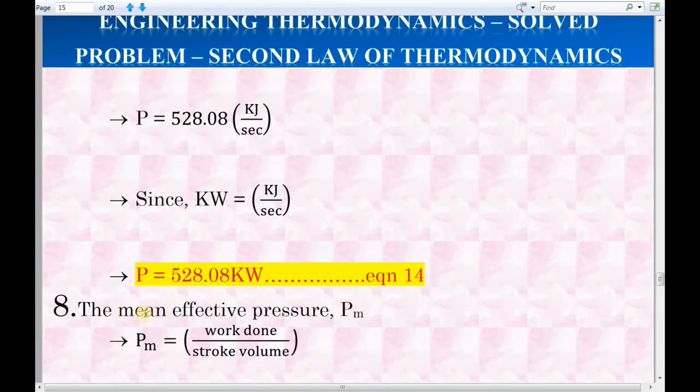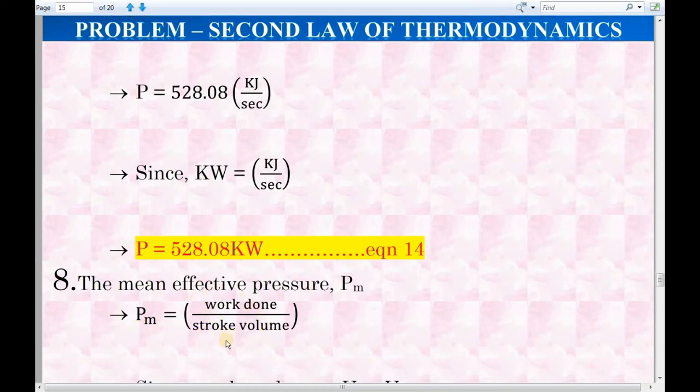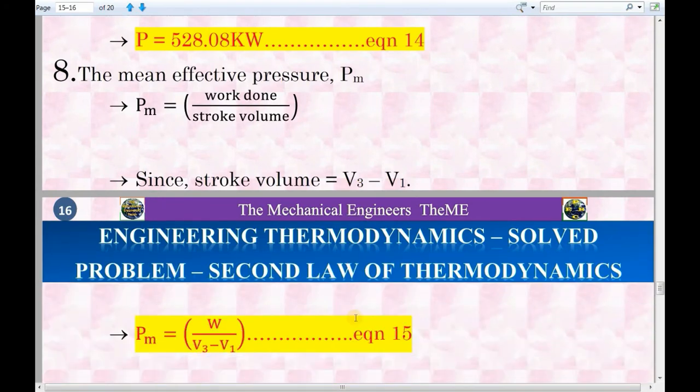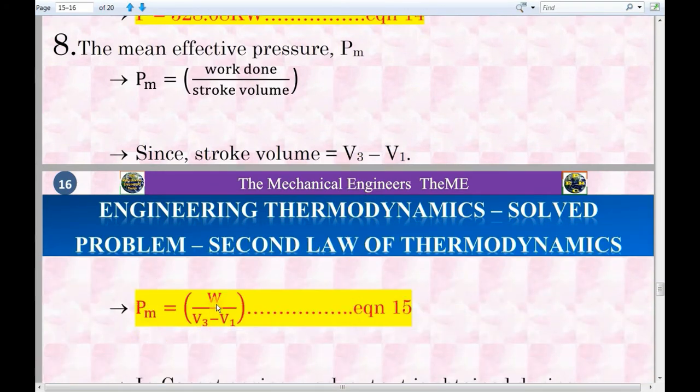Next, we will find the value of mean effective pressure, which is taken as PM. The universal formula for mean effective pressure is PM is equal to work done divided by stroke volume. In a Carnot engine, stroke volume is V3 minus V1, where V3 is the volume of air before heat rejection. So the next step will be PM is equal to W divided by V3 minus V1.